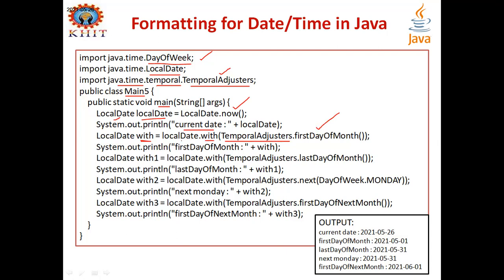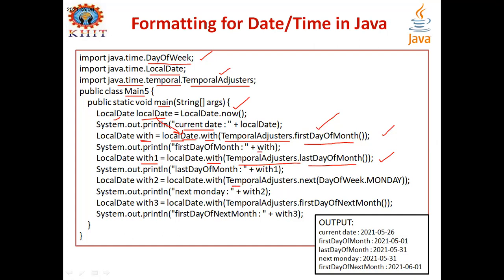Here, the local date is an object of the LocalDate class. Based on this local date, what are we trying to adjust this temporal value to? Based on that, what is the first day of that month? The date contains the first day of that month, and that is displayed. The same way, we take another object with the same with function using TemporalAdjusters, last day of month.